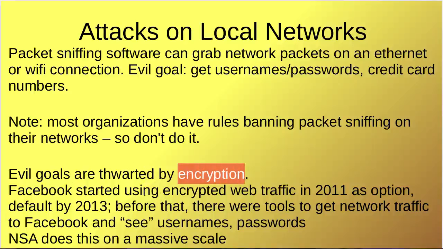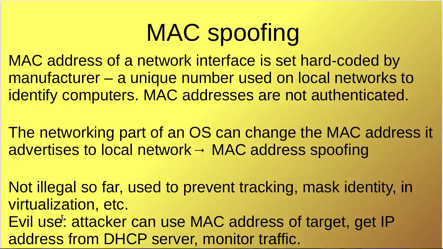Facebook really only started using encrypted web traffic, that is HTTPS, in 2011 as an option, and then became default by 2013. Before that, there were actually tools that you could buy to get network traffic that is going to Facebook and see people's usernames, passwords, and things like that. And organizations like NSA probably do the same kind of thing on a massive scale, that is harvest information and get the metadata, that is the source and destination of where these packets are going, and figure out who's talking to whom, things like that.